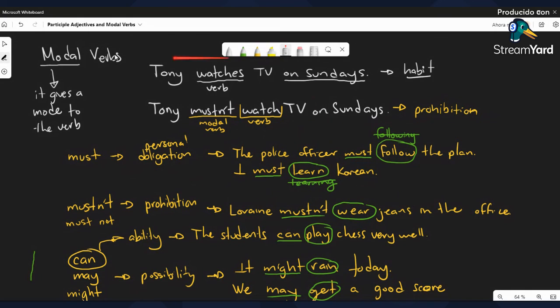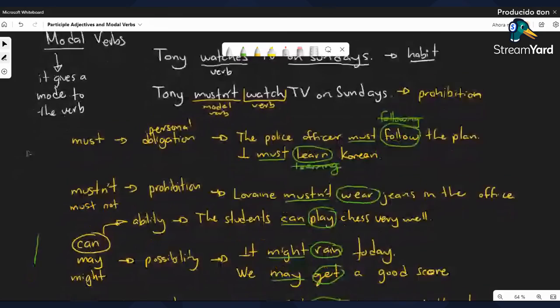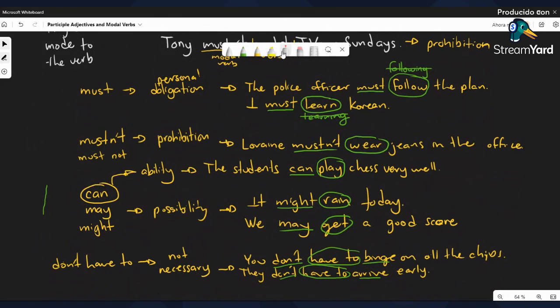There are many types of modal verbs. As you can see, I was explaining must for personal obligation, mustn't for prohibition, can, may, or might for possibility, and also can be used for abilities. Don't have to expresses something that is not really necessary. And that's pretty much all what we were learning today, guys.